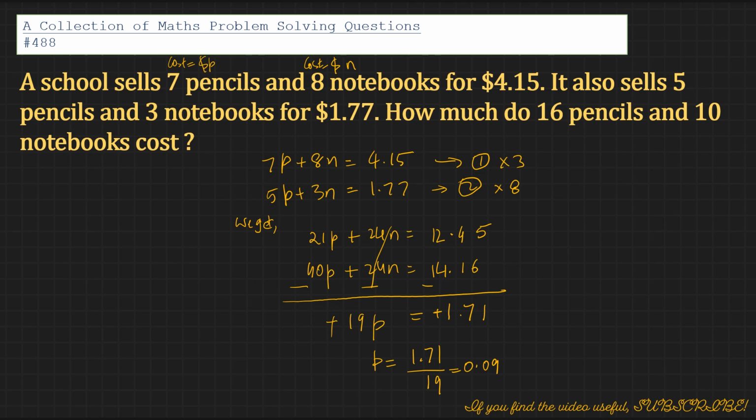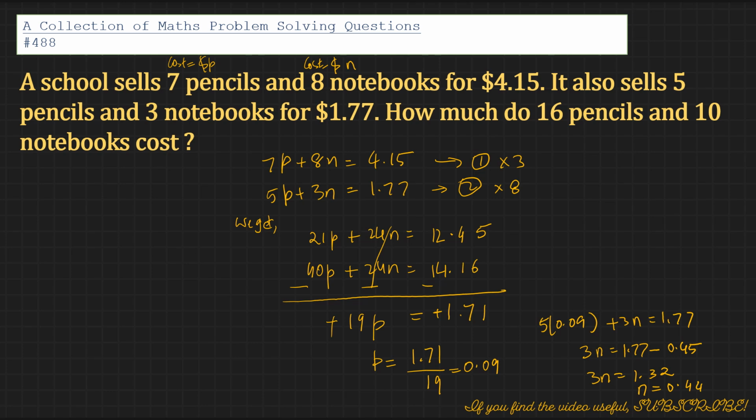So definitely that means the cost of a pencil is 9 cents. Now what's the cost of a notebook? We have 5 times 0.09 plus 3N equals 1.77, so we get 3N equals 1.77 minus 0.45, which is 1.32. So therefore N would equal 1.32 divided by 3, which is 0.44.